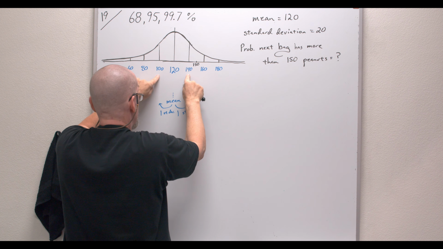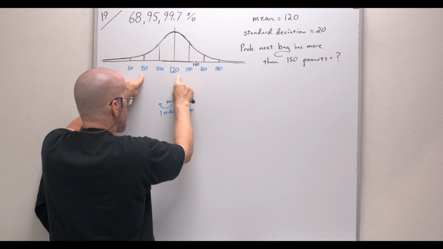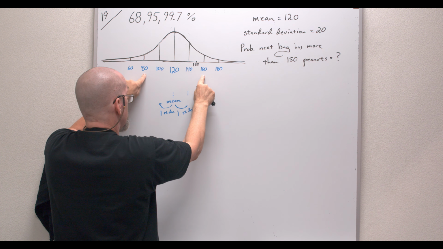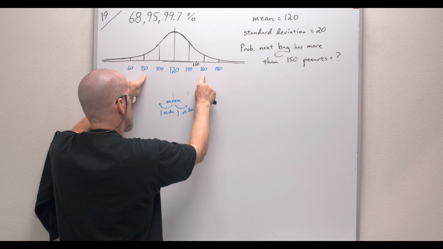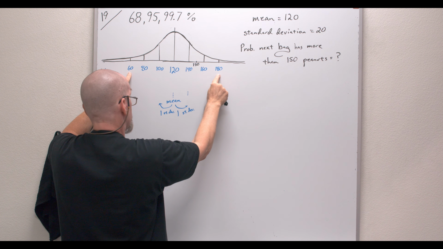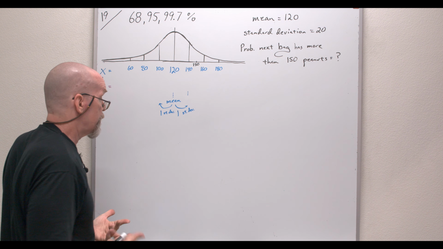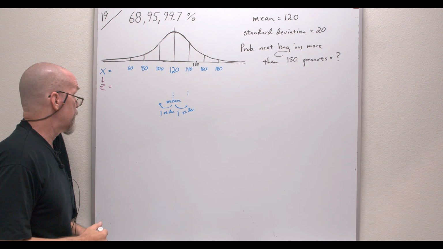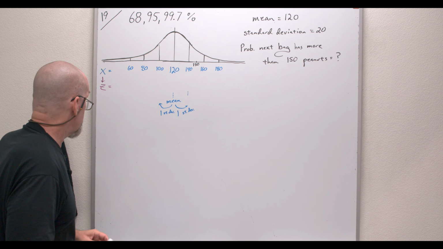If we go one more standard deviation out, so we're two standard deviations to the left, two standard deviations to the right, between 80 and 160 would be 95% of the bags. And between these ones, three standard deviations on either side would be 99.7% of the data, 99.7% of the bags of peanuts.